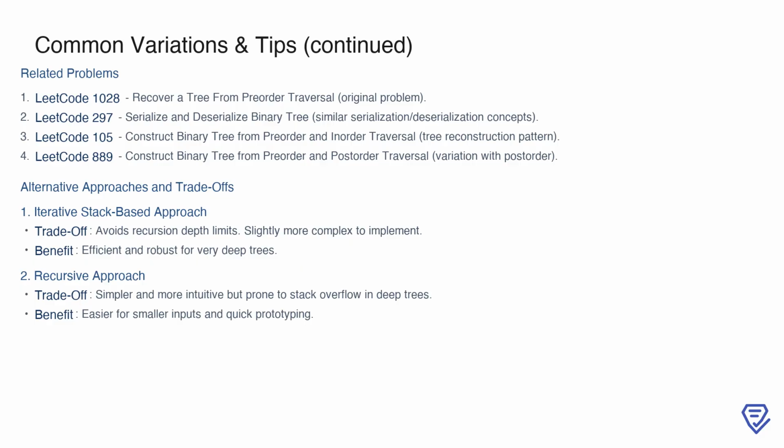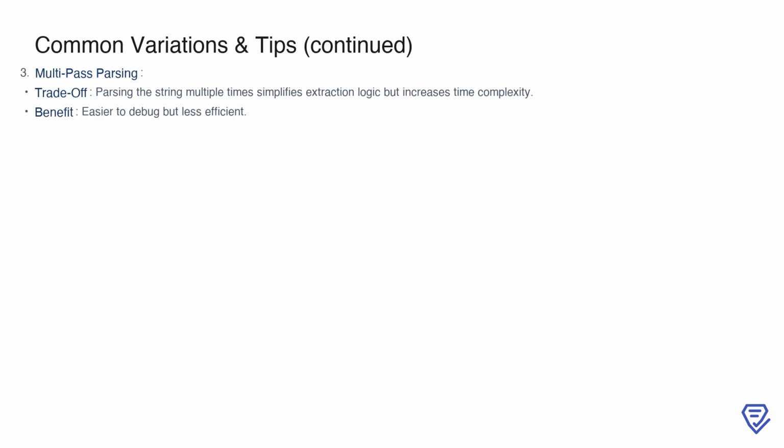When it comes to alternative approaches, the iterative stack-based method is a strong choice. It avoids recursion depth issues, making it ideal for deep trees, though it can be slightly more complex to implement. On the other hand, recursion is simpler and intuitive, but it may not scale well for deeper trees due to stack overflow risks. Both approaches have their trade-offs, so choose based on the constraints and requirements of your specific problem.